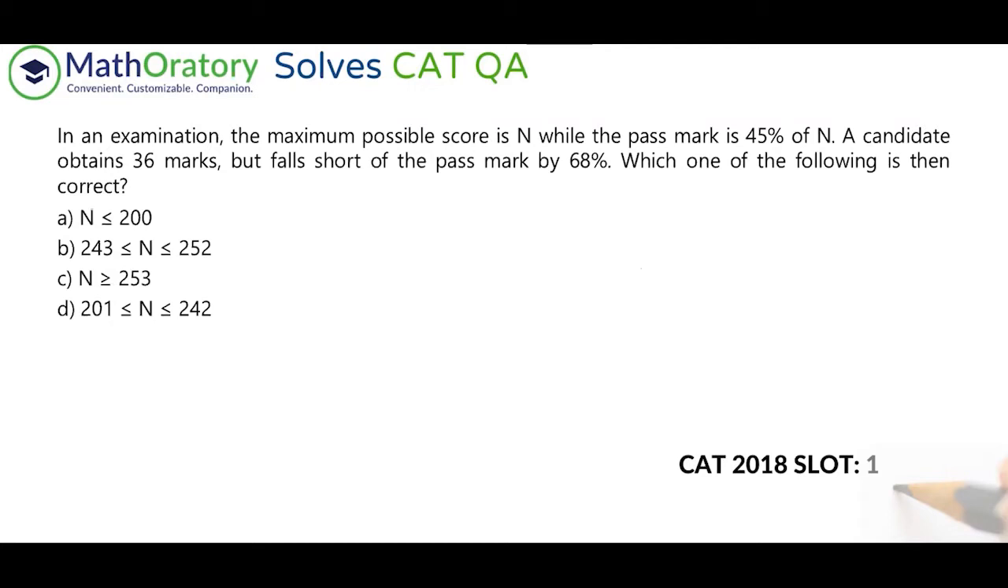So in examination, the maximum possible score is n. The pass mark is 45% of n, right? So the passing mark is 45% of this, whatever total marks is. Candidate obtains 36 marks but falls short of the pass mark by 68%.